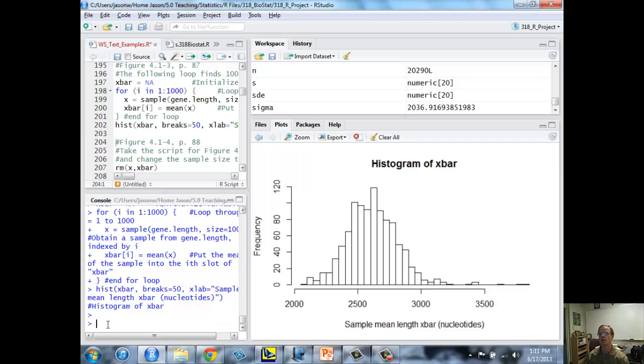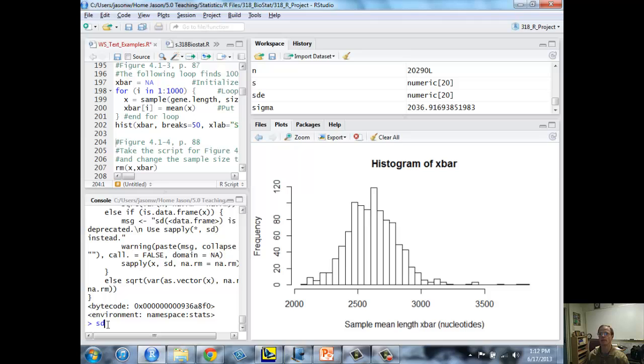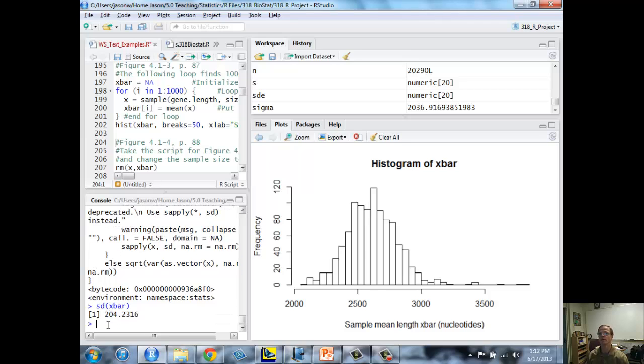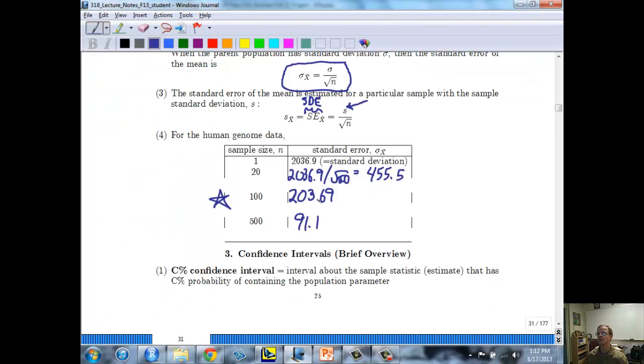Let's take a look here at the SD of x bar, 204, and we predicted 204. Again, amazing accuracy, which we will use in our next segment to explore this new statistical concept of confidence intervals.